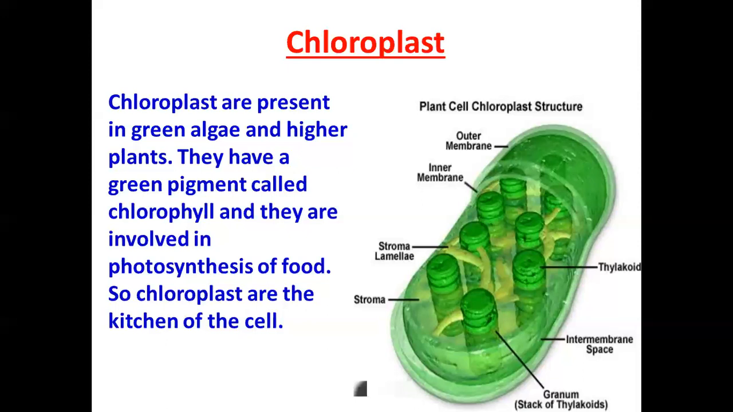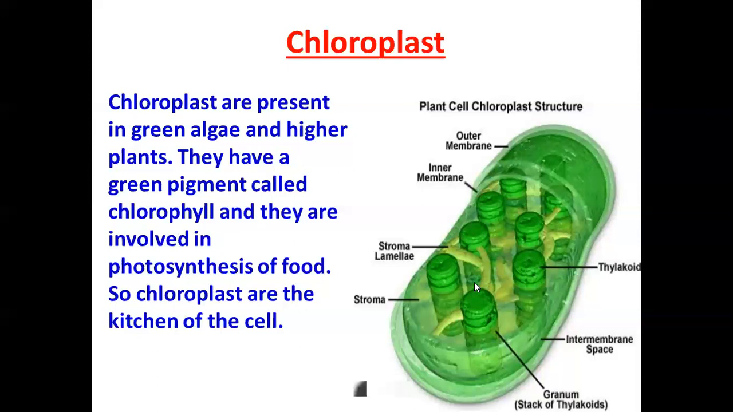Stroma is the homogeneous matrix in which grana are embedded. Stroma contains a variety of photosynthetic enzymes, starch grains, DNA, and ribosomes. Again, very important that it consists of DNA. Granum is the site of light reaction during photosynthesis, while stroma is the site of dark reaction. Regarding light reaction and dark reaction, we will study afterwards.